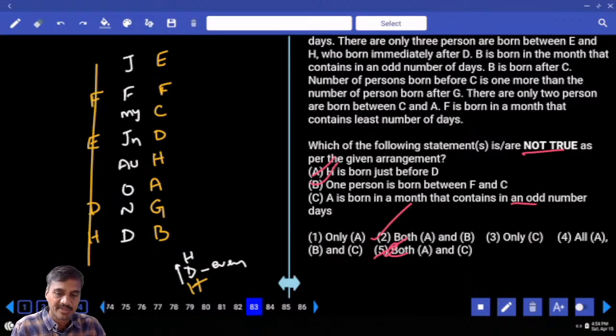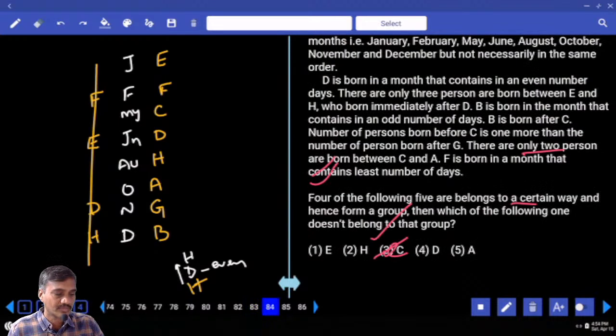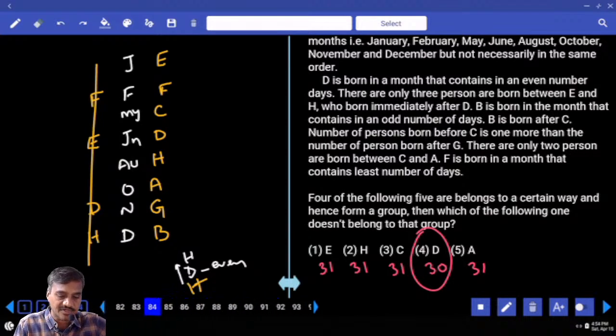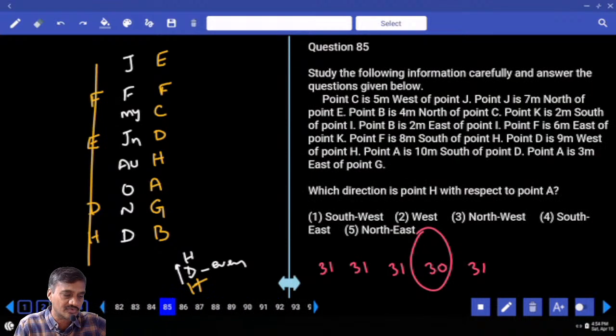And 84, in this 84, 4 out of the following. E born in the month of Jan, that is 31 days. And H born in the month of August, 31 days. And C born in the month of May, 31 days. D born in the month of June, 30 days. And A born in the month of October, 31. Except choice 4, the remaining persons born in 31 days and D born in 30 days. Choice 4, question number 84.